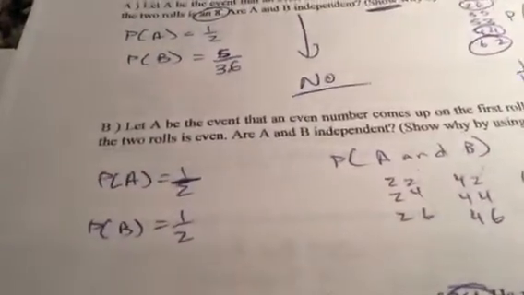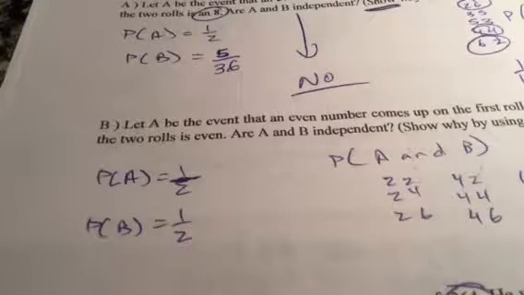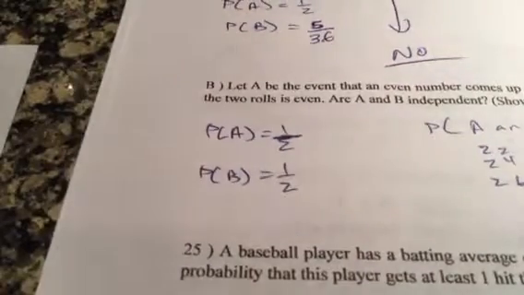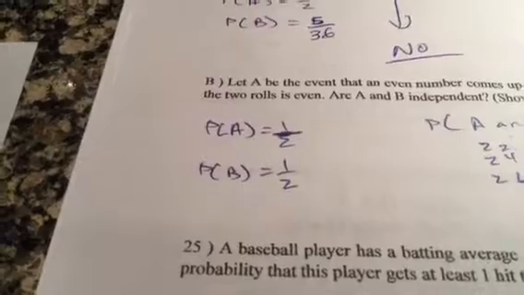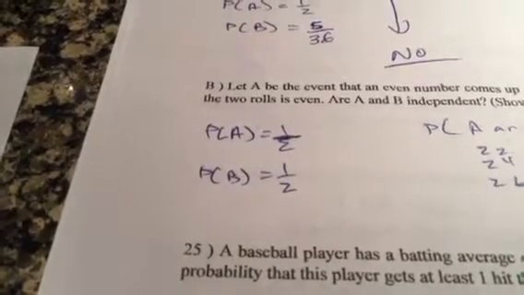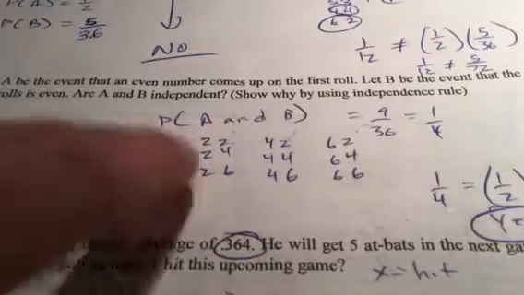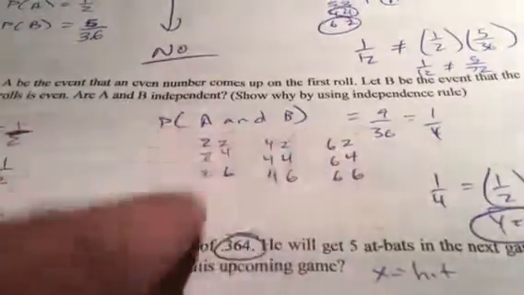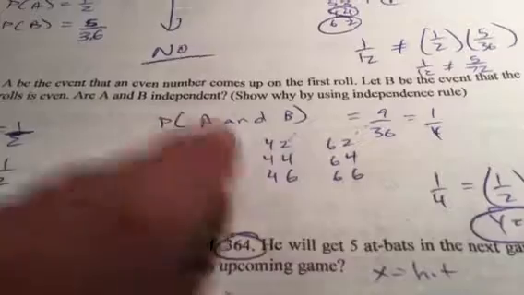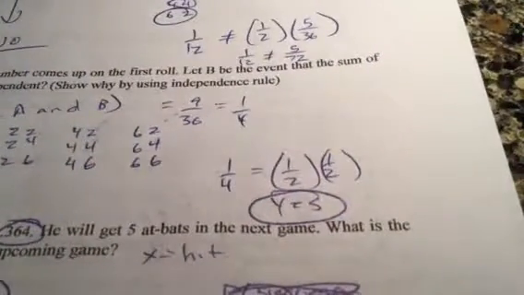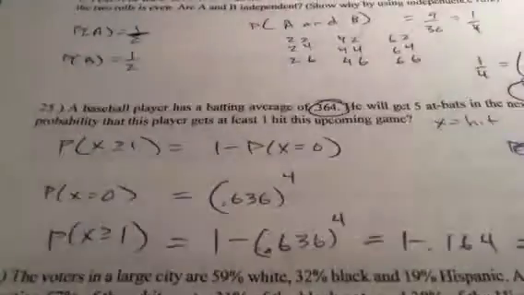Next. Let A be the event that an even number comes up on the first roll. Let B be the event that the sum of the two rolls is even. All right. 1/2 and 1/2 for both those probabilities of A and B. So I want to find the probability of A and B both happening. That means I roll an even number on my first roll, and the sum is also even, so I have to go even in that case. Well, that's 9 out of 36, 1/4 of them, and it just so happens that 1/4 is equal to the probability of both those happening, so yes, they are independent.